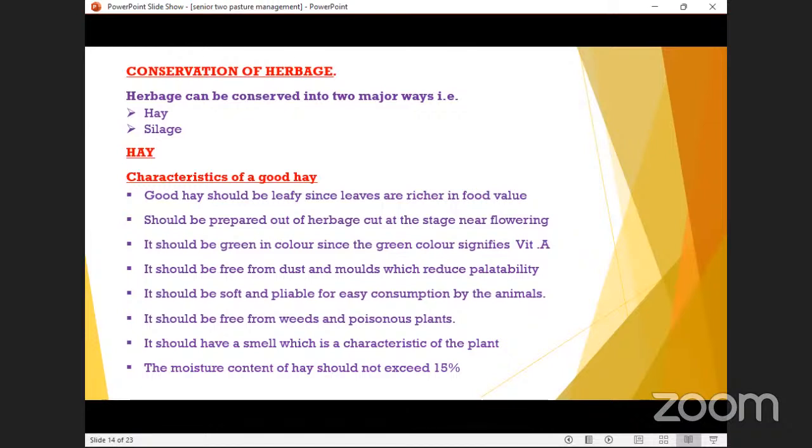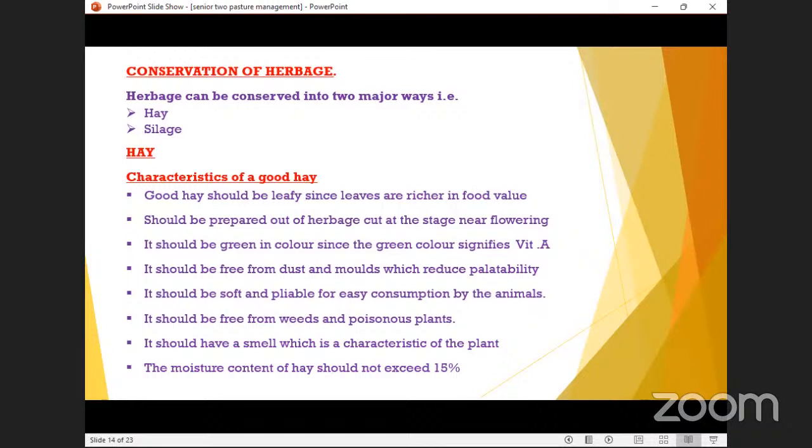It should be free from weeds and poisonous plants. So make sure that there are no weeds and poisonous plants found inside the hay, because this can easily kill the animal.